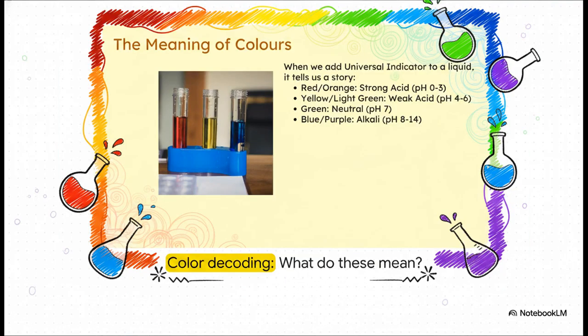When we drop that universal indicator into our test tubes, it is literally like decoding a rainbow. If the liquid turns a deep red or orange, watch out, you are dealing with a strong acid, somewhere between pH 0 and 3. If it turns yellow or light green, it's a weak acid between 4 and 6. A perfect bright green means it's totally neutral, right at pH 7. And if it swings over to the blue and purple colors, you have definitely got an alkali on your hands.